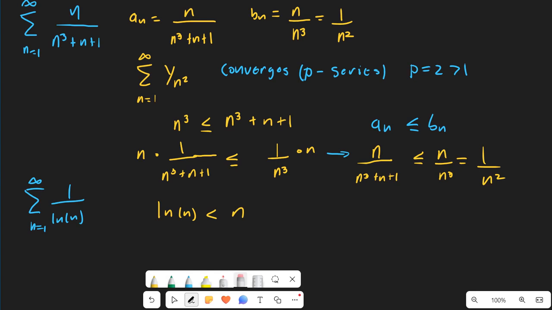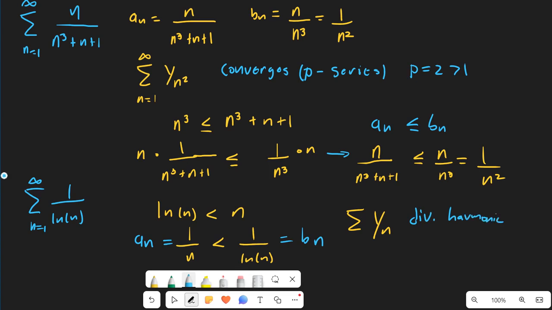But here, what if I was to use the reciprocal? If I use the reciprocal, then in that case, you're going to end up with 1 over n, and this is less than 1 over natural log of n. But this tells me that I have found the sequence of Bn, and this tells me that I have found the sequence of An. But what do we know about An for sure? Well, looking at the 1 over n, this is a divergent harmonic series.